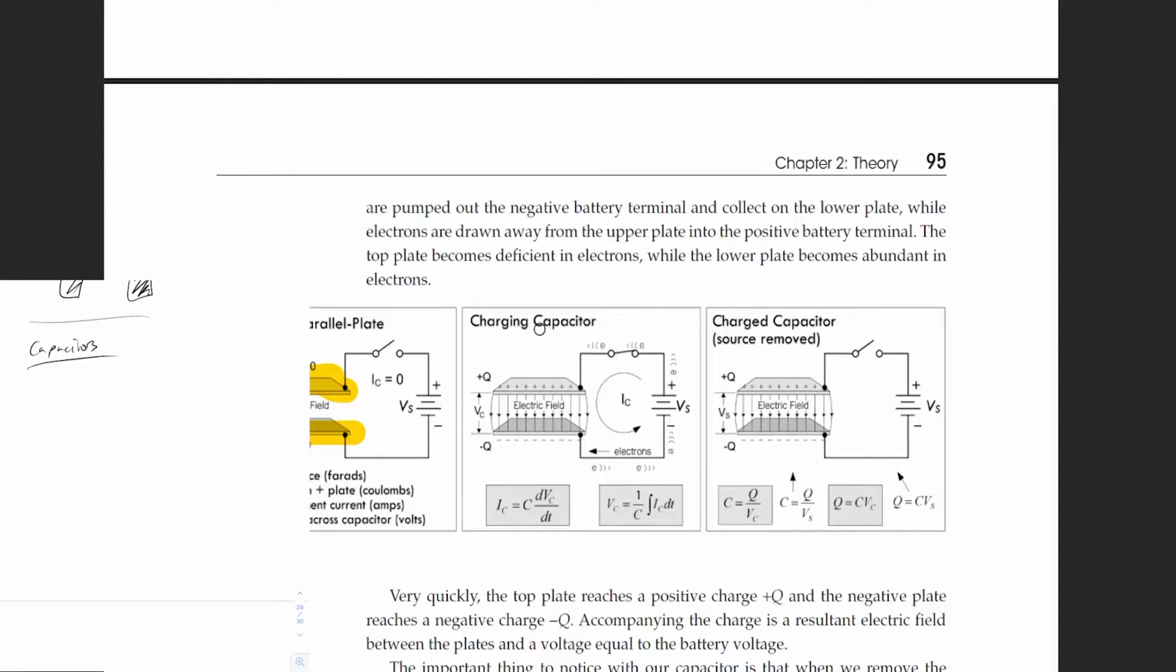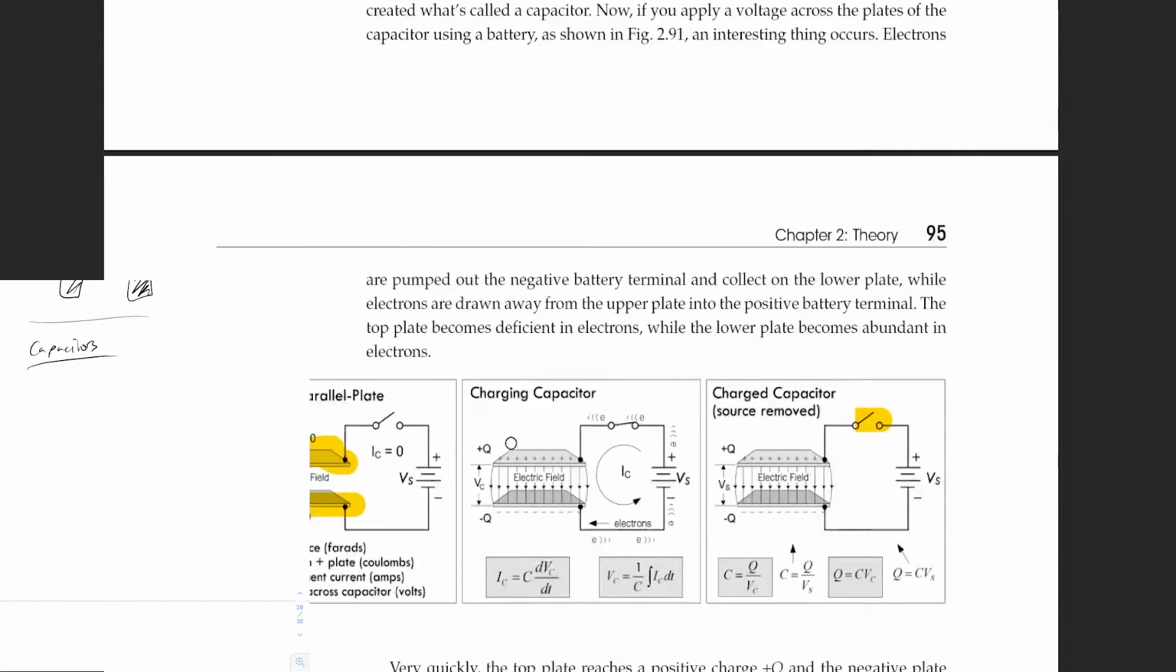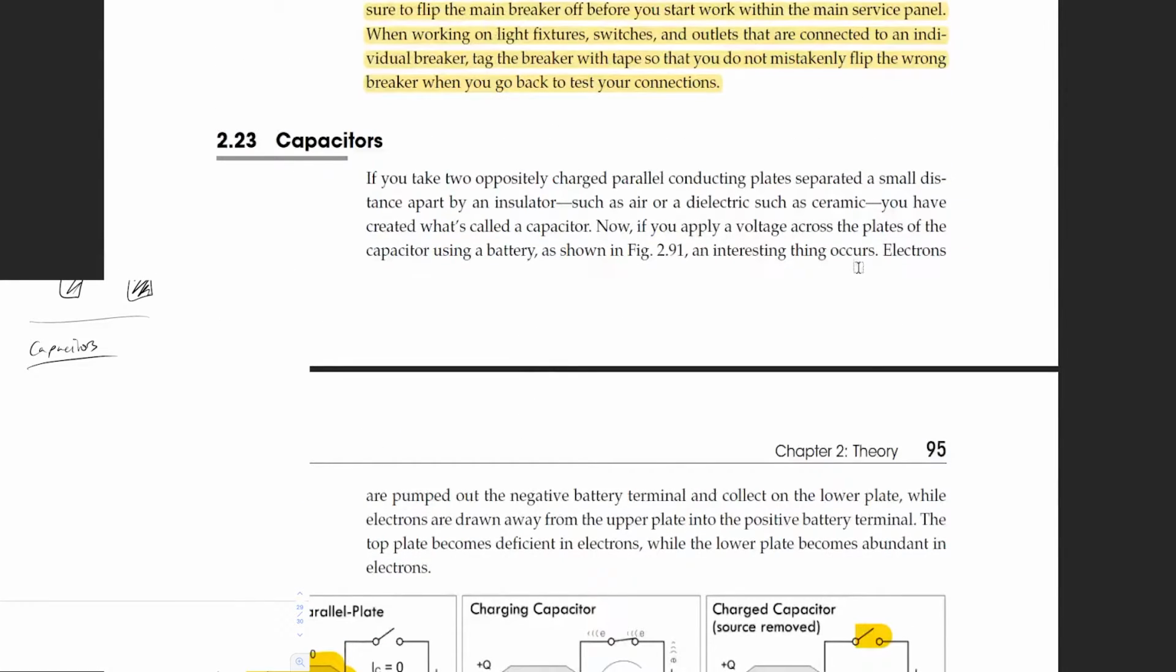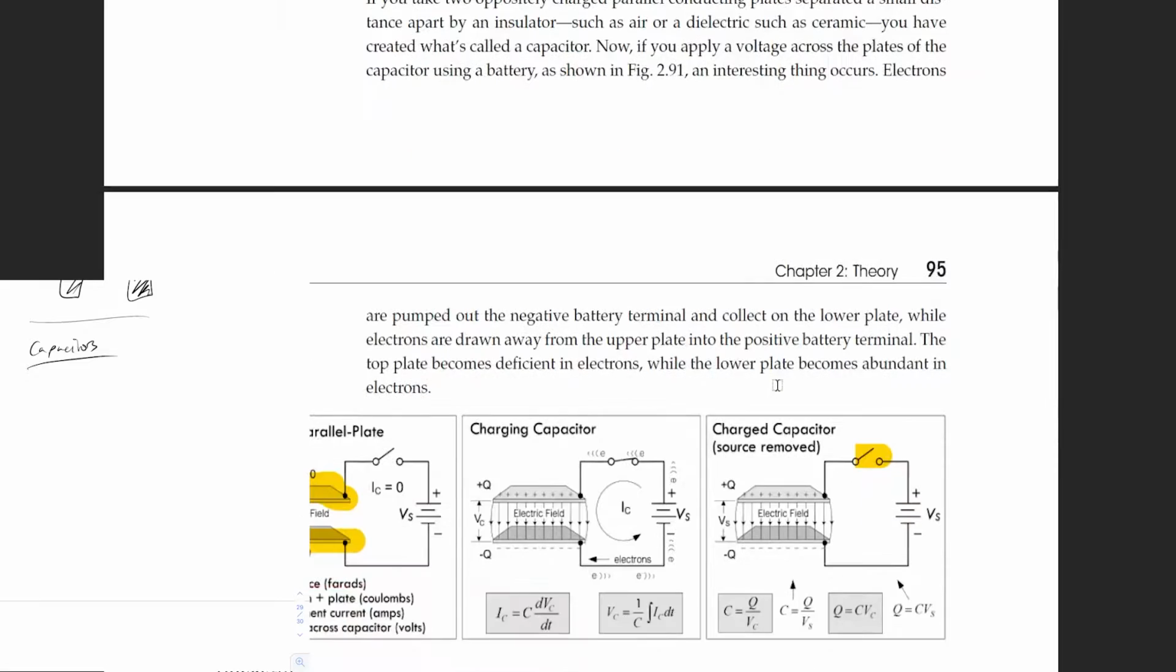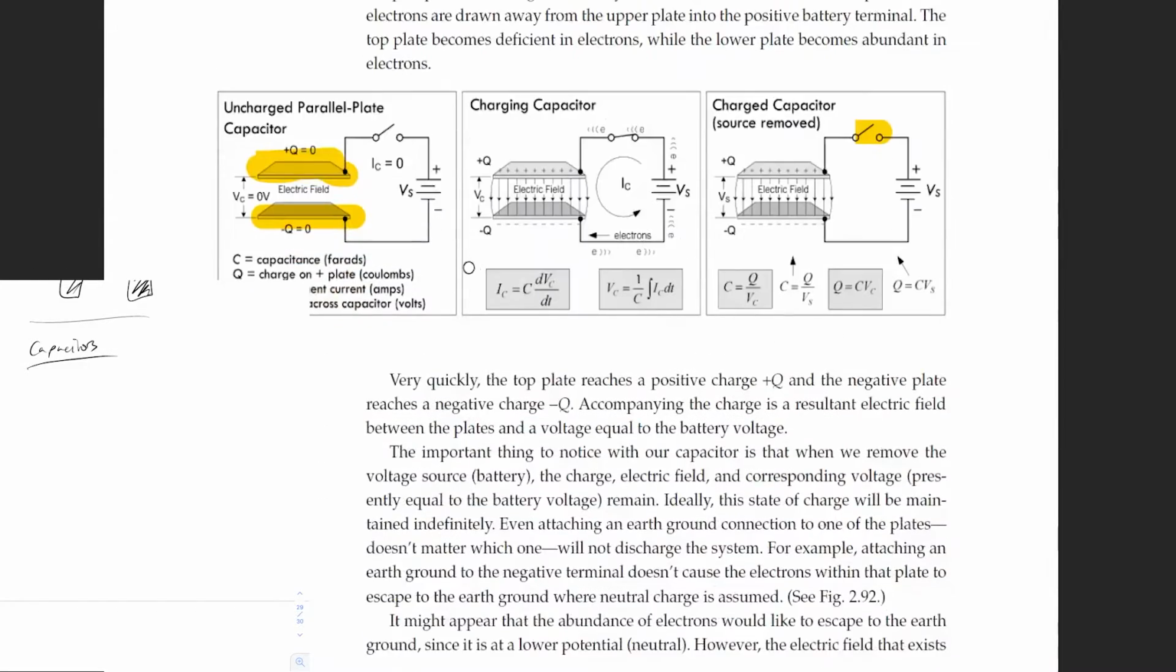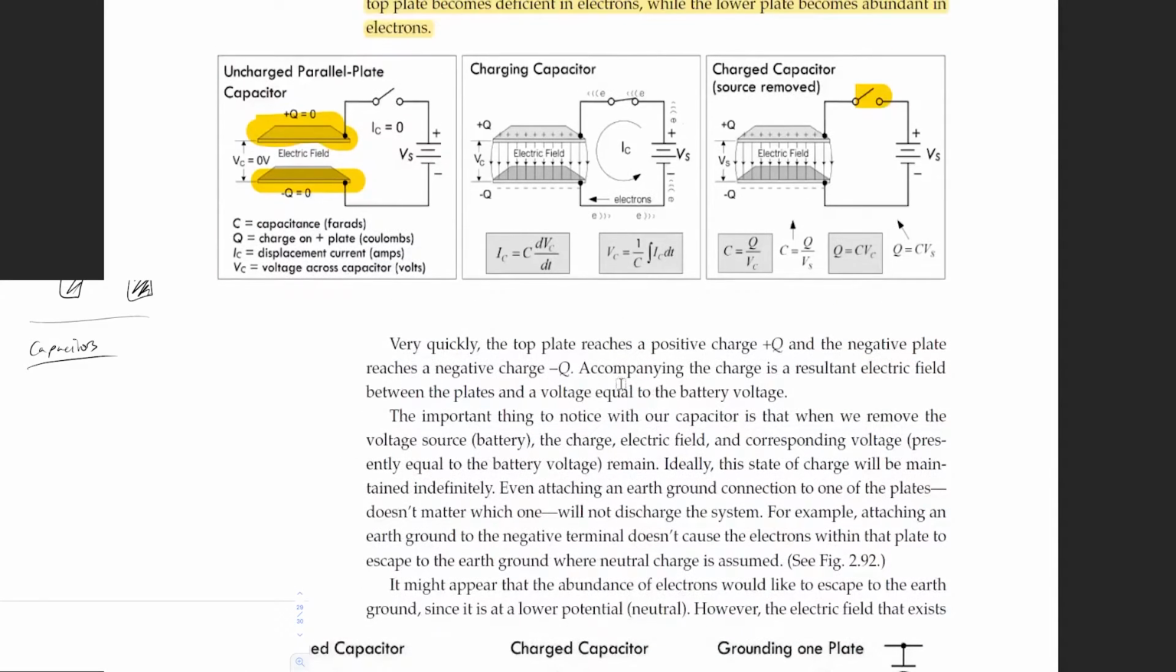So this is for the uncharged one, because it's saying there's no voltage across it. Then charging the capacitor, the charge is building up slowly, and then the fully charged one, where they've opened the switch so that it's not charging anymore. Electrons are pumped out of the negative terminal and collect on the lower plate.